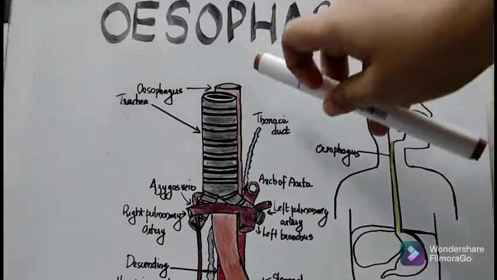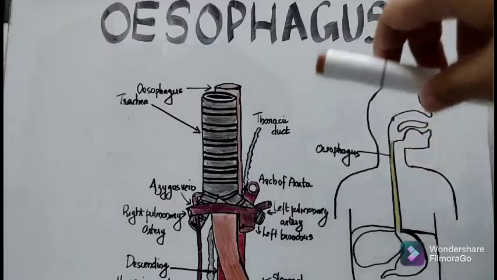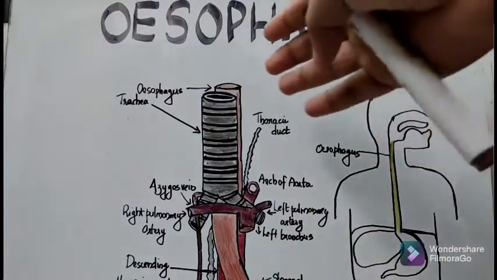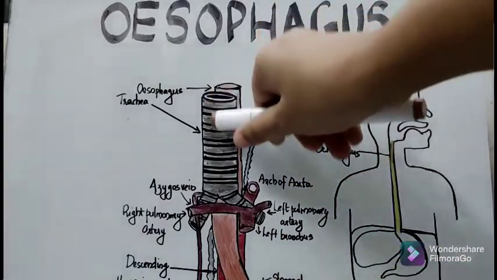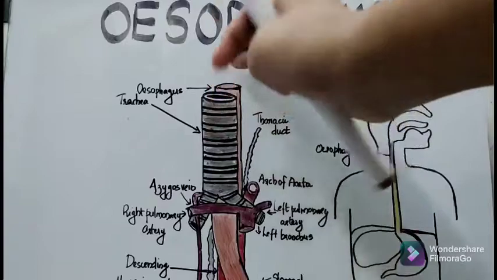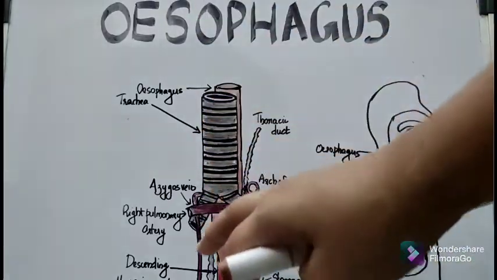So now we will discuss the relations of the esophagus. Today we will discuss the relations of the thoracic part of the esophagus. Anteriorly it is related to the trachea. This is the trachea, and posterior to it is the esophagus. Anteriorly it is related to the trachea and the right pulmonary artery.